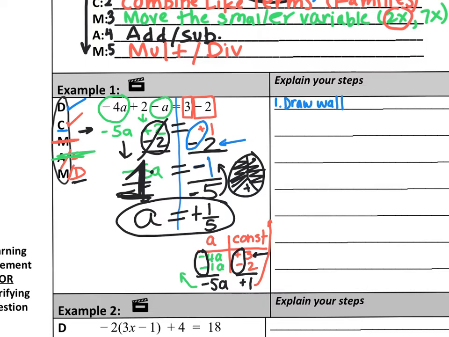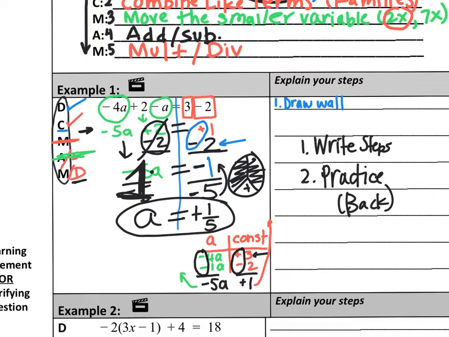So with that in mind, you're going to make sure and do all your explaining of your steps. But because of time, I don't want to go ahead and write all of that. So you're going to pause the video. And first thing you're going to do is you're going to write your steps. Okay, and then the second thing you're going to do is you're going to have a practice problem. So you're going to do that on the back of this paper. So those are the 2 things that you need to be doing right now.